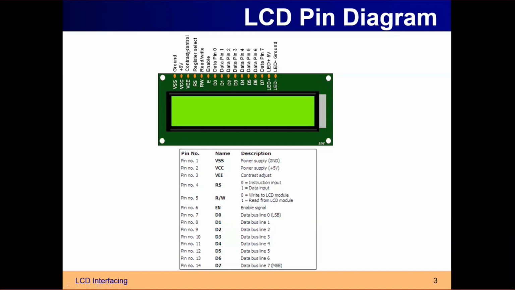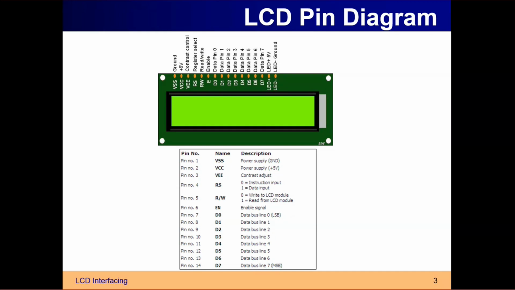Contrast control means what? It is the contrast between the background and the pixel when it is illuminated. When the contrast between the pixel and the background is less, you will not be able to see the characters properly. So this pin is used for controlling the contrast. How will you control the contrast? You can give a voltage to that pin. If you connect this pin to VCC, it will have minimum contrast. If you connect pin number 3 to ground, it will have maximum contrast.